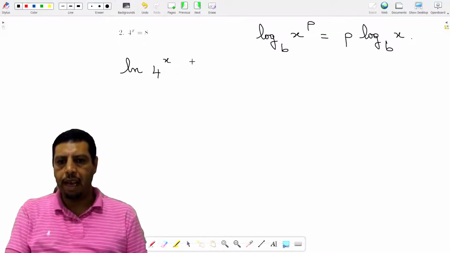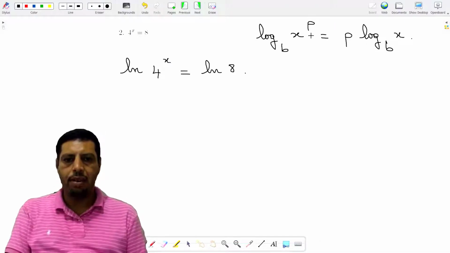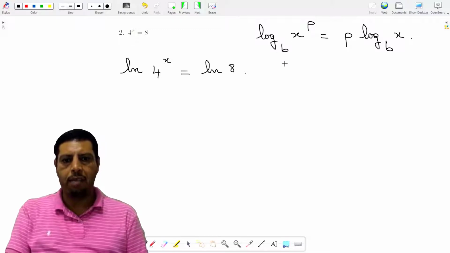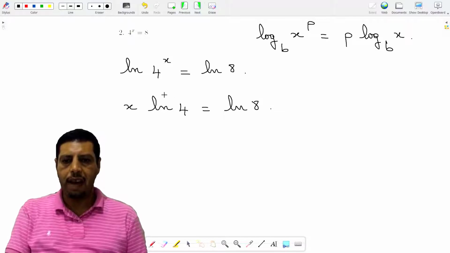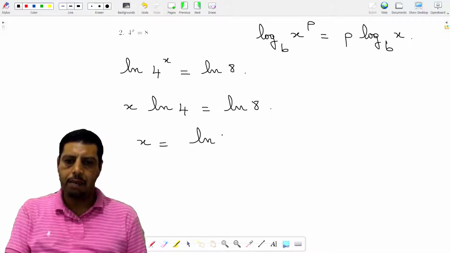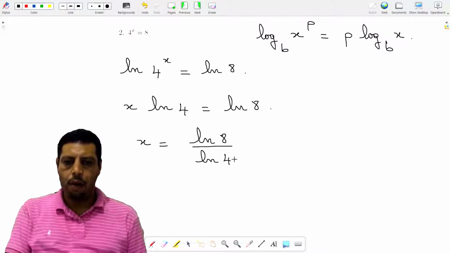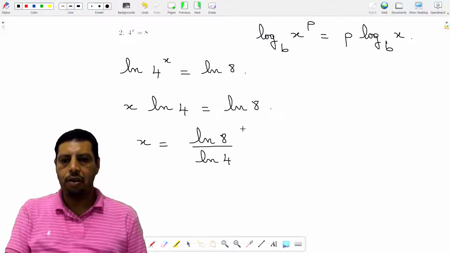So I will apply the ln on both sides. Ln of 4 to the power of x equals ln of 8. Then I will use this power property for logarithmic functions. So I will get x ln of 4 equals ln of 8. And to get x, you just divide by ln of 4. So x is equal to ln of 8 over ln of 4. Of course, you can simplify this expression or you just keep it like this, okay? So you found your x.